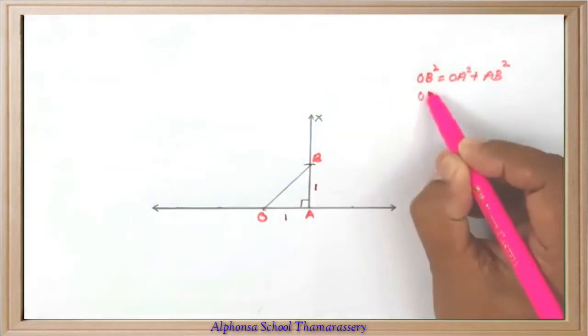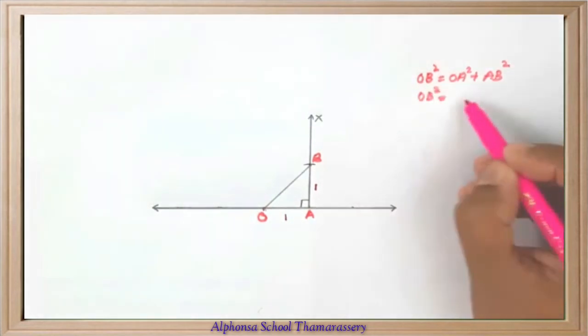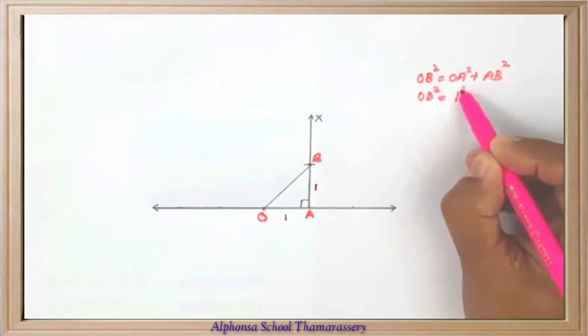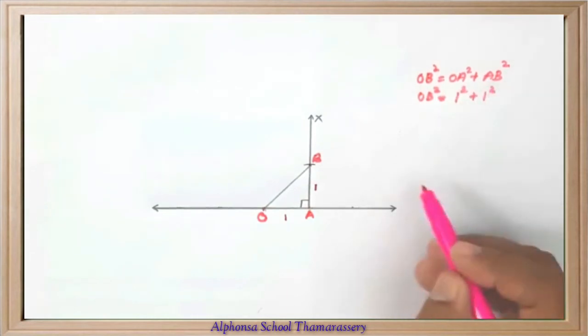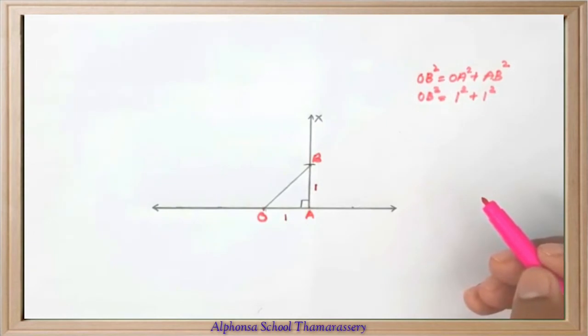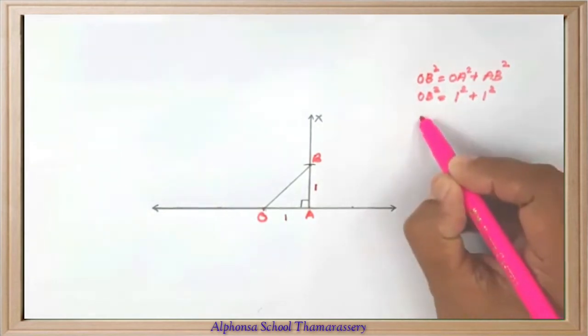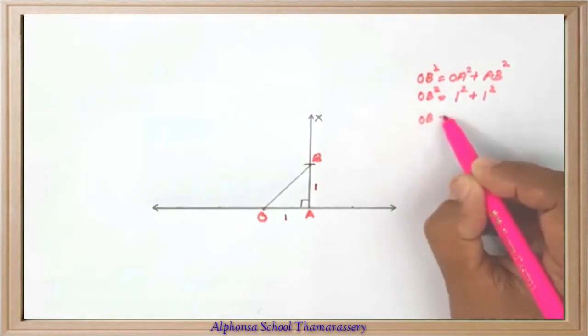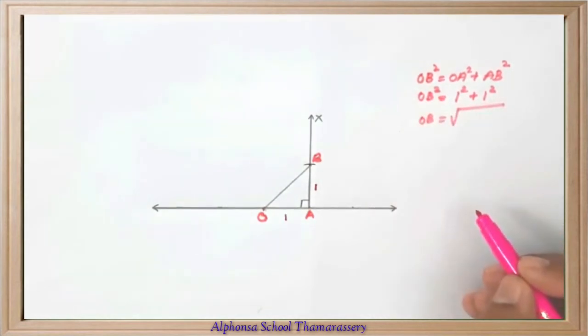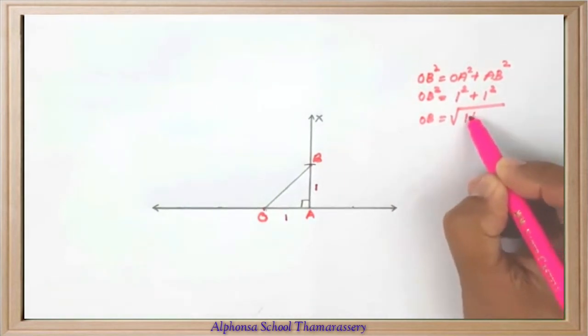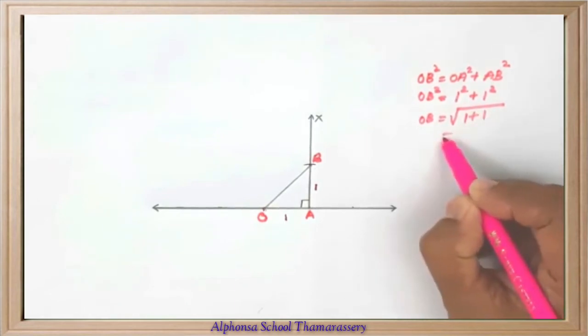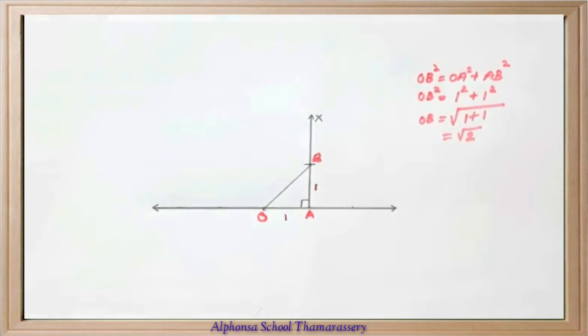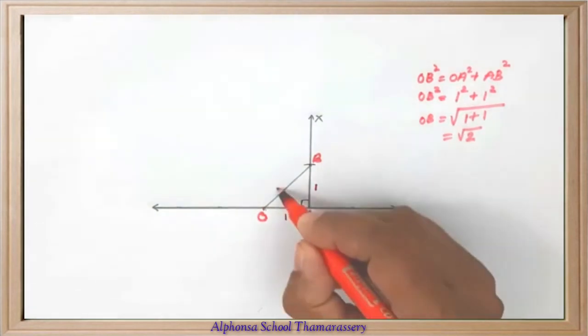So OB square is equal to 1 square plus 1 square because OA equal to 1 unit, AB equal to 1 unit. So OB is equal to square root of 1 square plus 1 square, that is equal to 1 plus 1 equal to 2. So OB is equal to root 2. So we got the length OB equal to root 2.